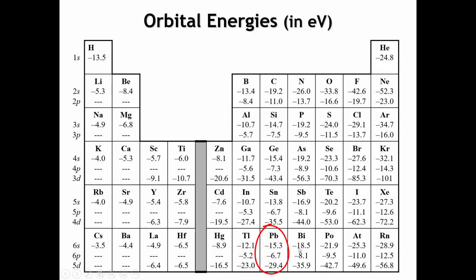So the thing you want to notice here is that when you get to the 6th period, the s orbitals are something like 2 to 3 electron volts more stable than you would predict from the trends elsewhere in the periodic table. And the reason for this unusual lowering of the s orbital energies has to do with relativistic effects.